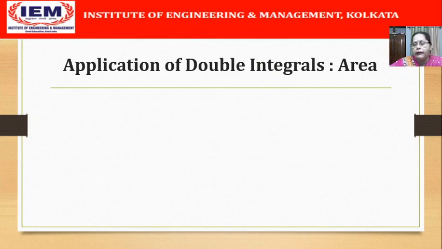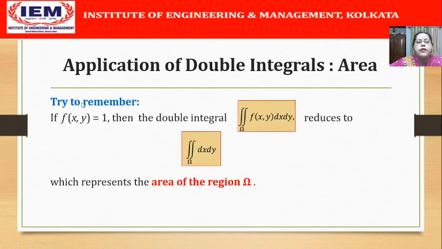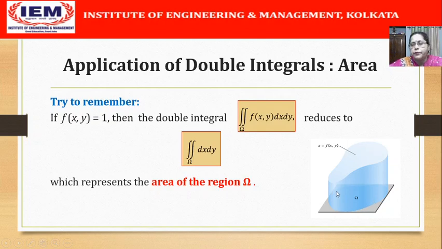in the xy plane. And for this, let us remember that we have already seen if the function f(x,y) is equal to 1, then the double integral of f(x,y) dx dy over a region omega reduces to the special double integral of dx dy over omega, and this represents nothing but the area of the base region omega. This is because dx dy gives you nothing but an elementary area, and as we are integrating over the region omega, we will get nothing but the area of the entire region omega.